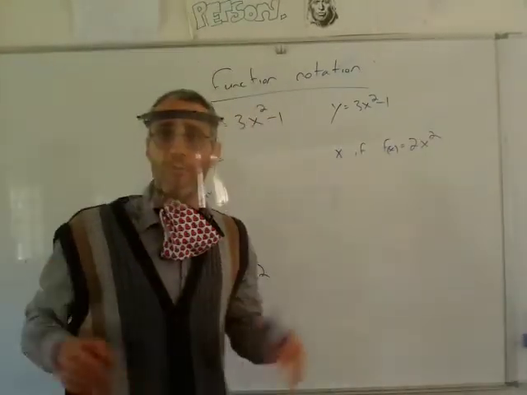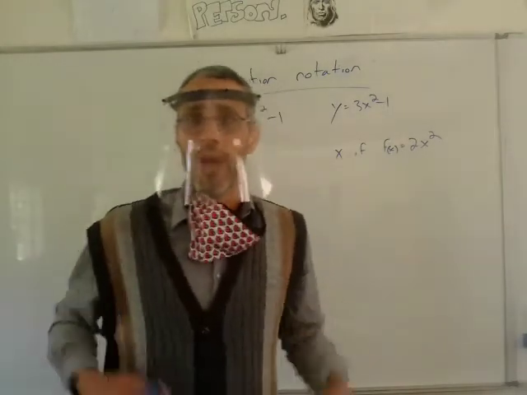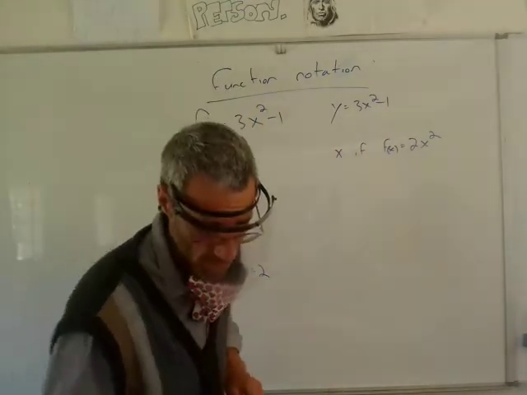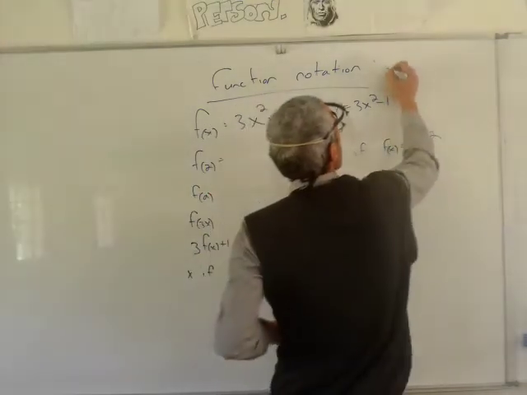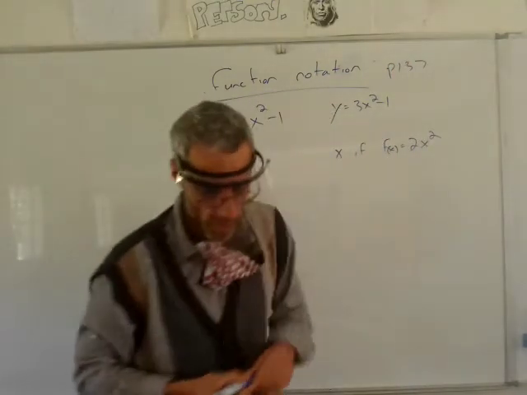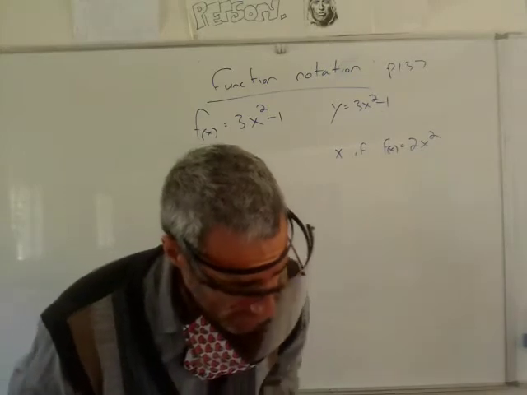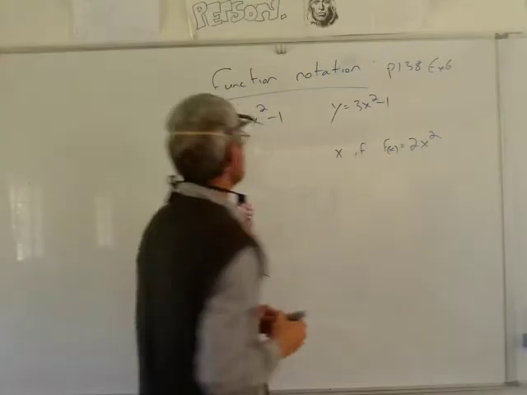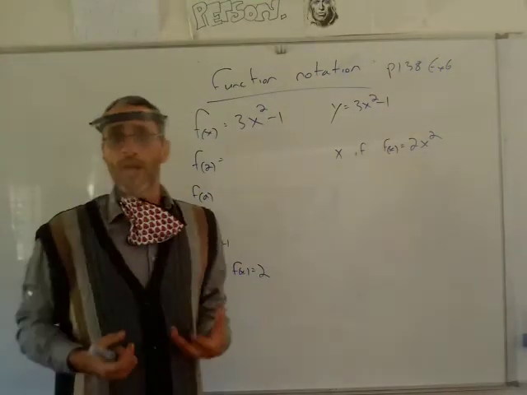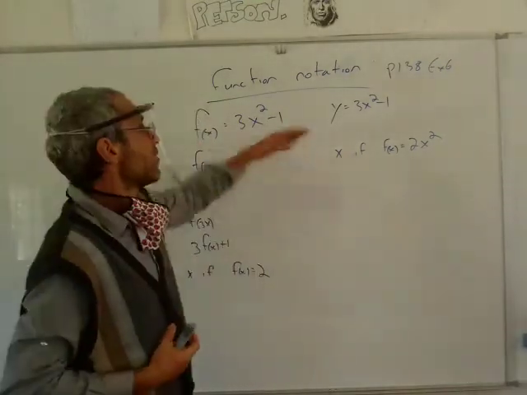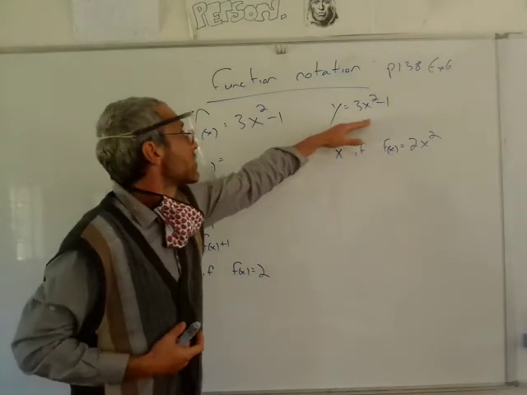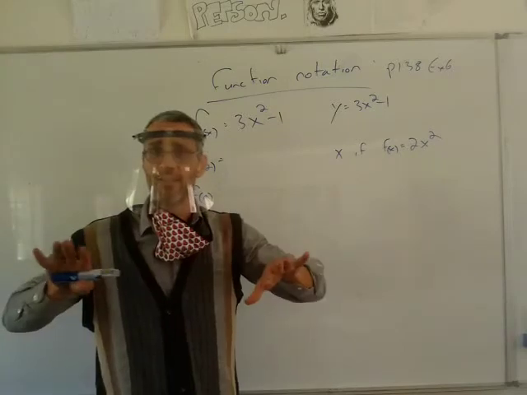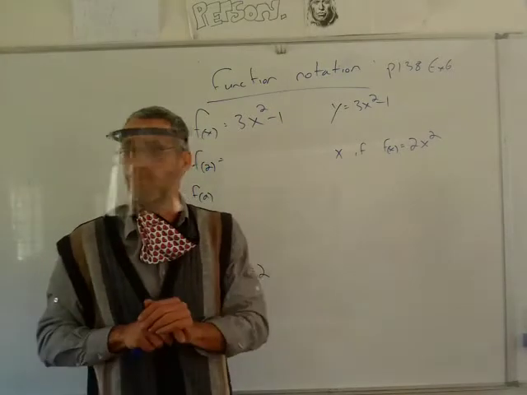Okay, so that was a little bit of admin and catch up, and now today's lesson, which is on something called function notation. We're on page 137, or 138 really, and the exercise is exercise 6. So when we talk about functions, sometimes we call it y equals 3x squared minus 1. Sometimes we say f of x equals 3x squared minus 1. You've all seen that, right? It's not the first time you've seen it.